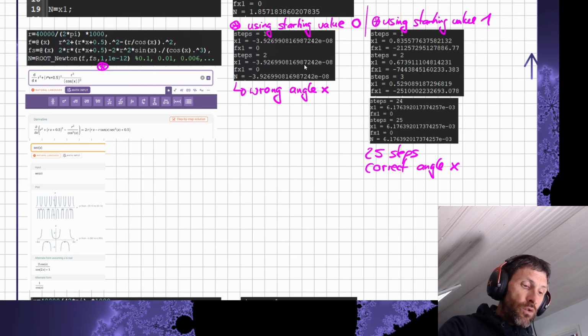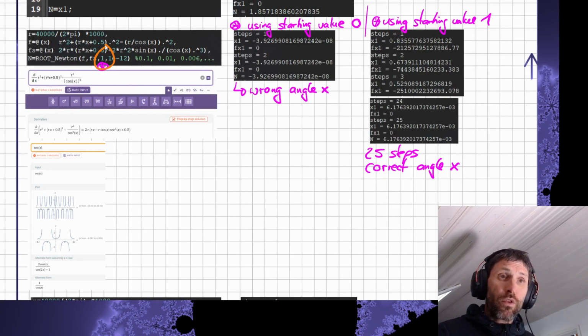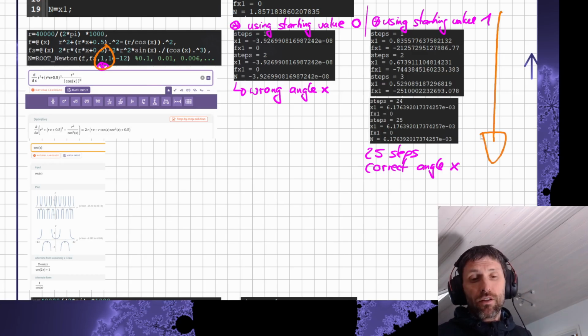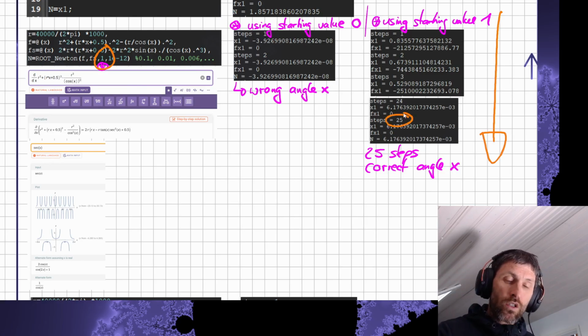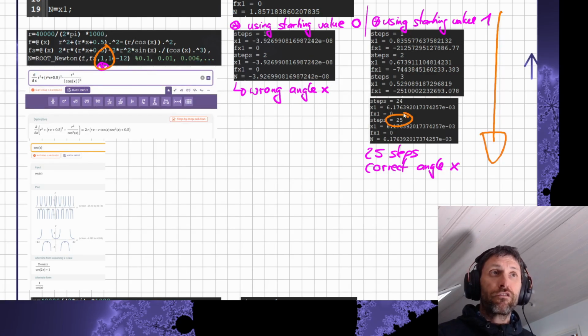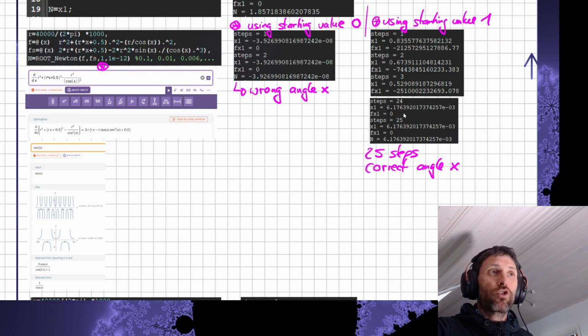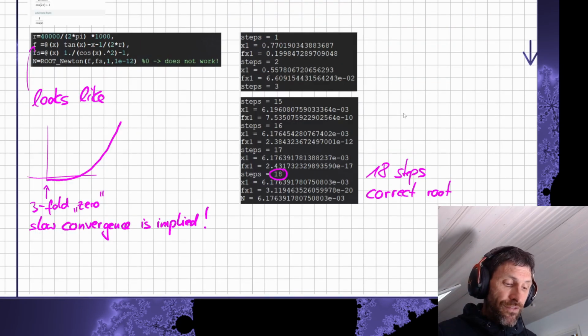Okay, then if you start with 1, then the algorithm will indeed converge to the root, but it needs a long time. 25 steps is a long time in this case, but you get the correct angle. Okay, so this is the story.